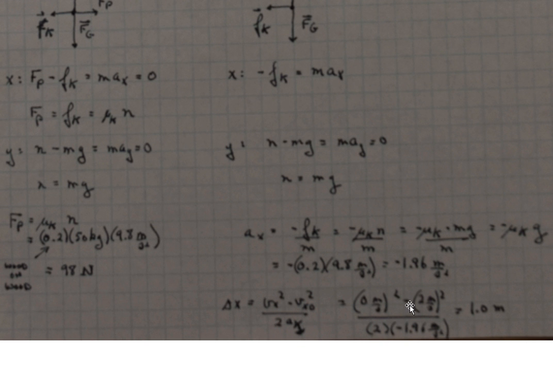Please note that there's a cancellation of minus signs here, and if you go through this, you get 1 meter. I'm going to double check that here. It's 4 divided by 2 times 1.96. Yes, it's very close to 1. 1.02, it rounds off to 1, to 2 sig figs.